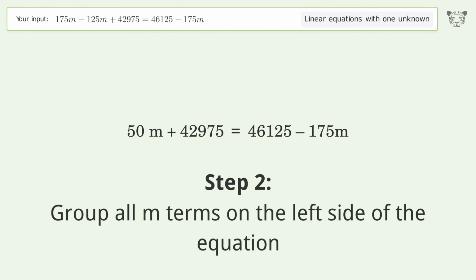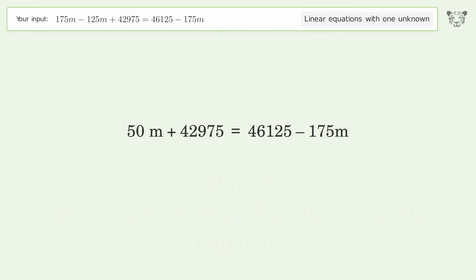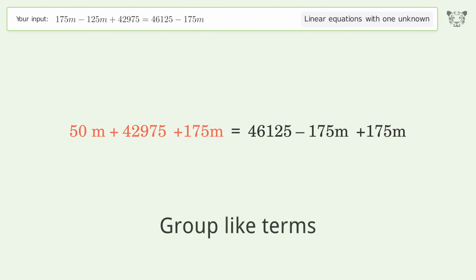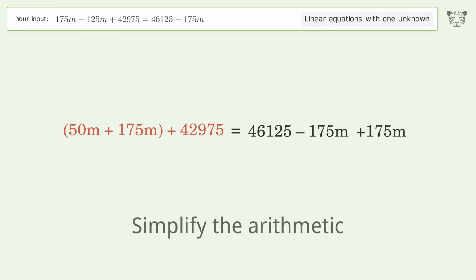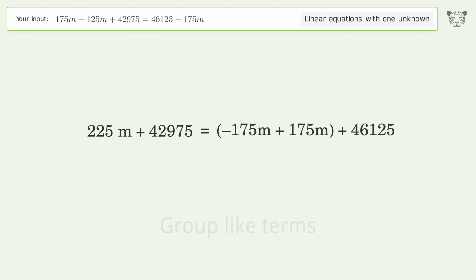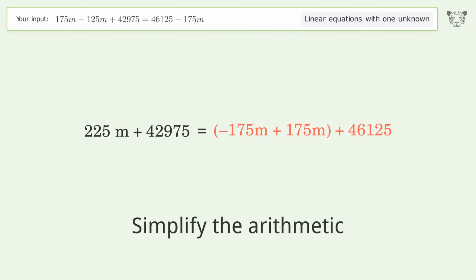Group all m terms on the left side of the equation. Add 175m to both sides. Group like terms. Simplify the arithmetic. Group like terms. Simplify the arithmetic.